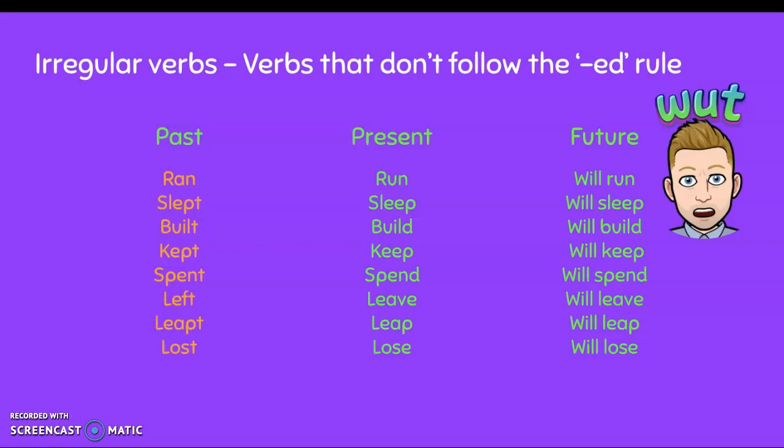Built for build. The man builded his house. Doesn't make sense. The man built his house. For keep, we change that to kept. The man kept looking behind him. Spent instead of spended. Spended just doesn't sound right. The man spended a lot of money. No, the man spent a lot of money.